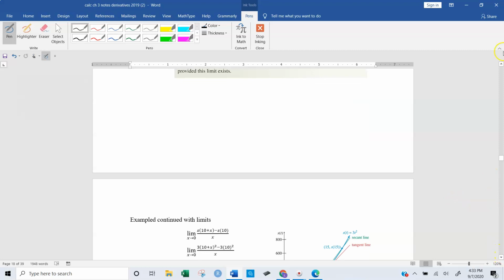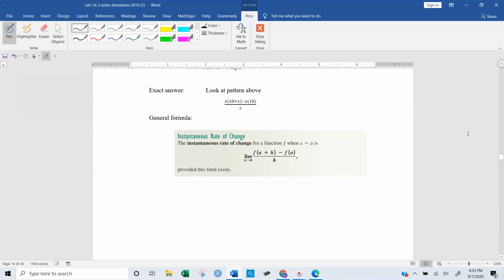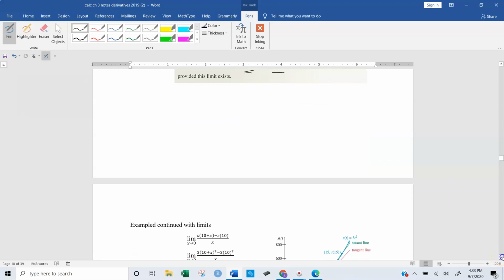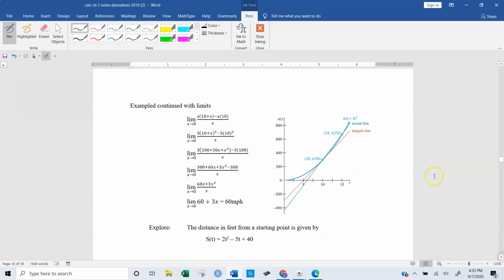I think it should look very familiar to you. All right, so we got h, the limit as h approaches 0 is all we're adding. So we got f of a plus h minus f of a divided by h. Look familiar? Hoping you're saying yes. Okay, when we go through, now let's do this. So the limit of s of 10 plus x minus s of 10 over x is what we're doing.